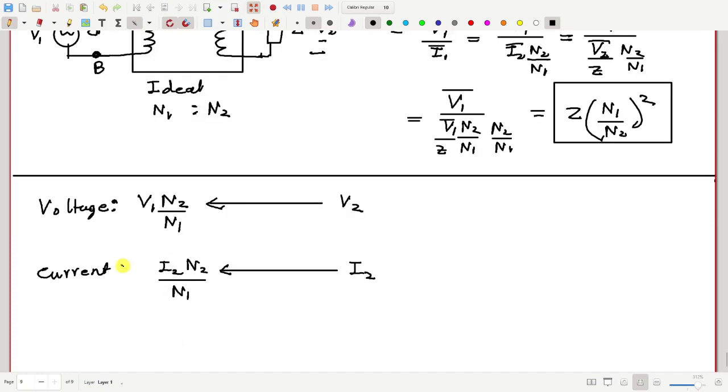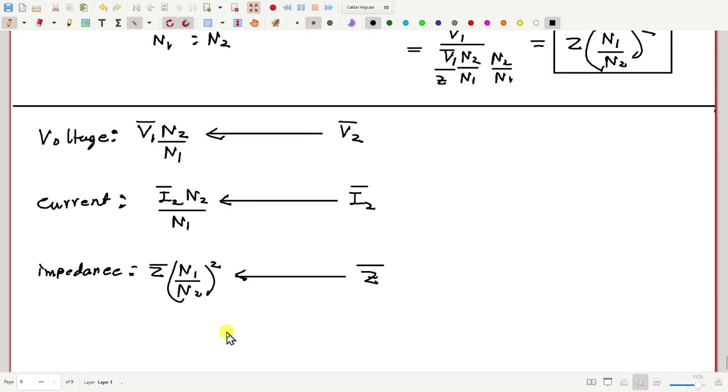And if the impedance of the right side is Z, these are phasors, then the impedance seen from the left side is how much? Z, as we just saw, multiplied by N1 by N2 whole square.